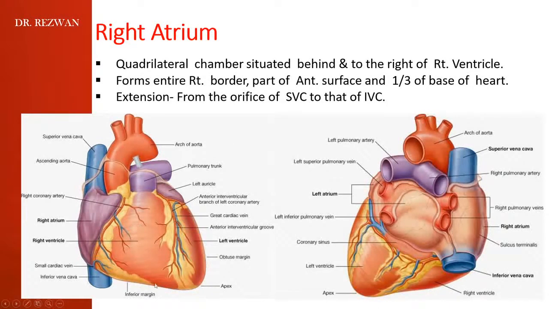Part of the anterior surface, we can see a little part of the anterior surface that we can see from the anterior aspect, and 1/3 of the base of the heart. Posteriorly, this is the base of the heart, and it is mainly formed by the left atrium and 1/3 is formed by the right atrium. It extends from the superior vena cava to the inferior vena cava. We can see superior vena cava and the inferior vena cava.